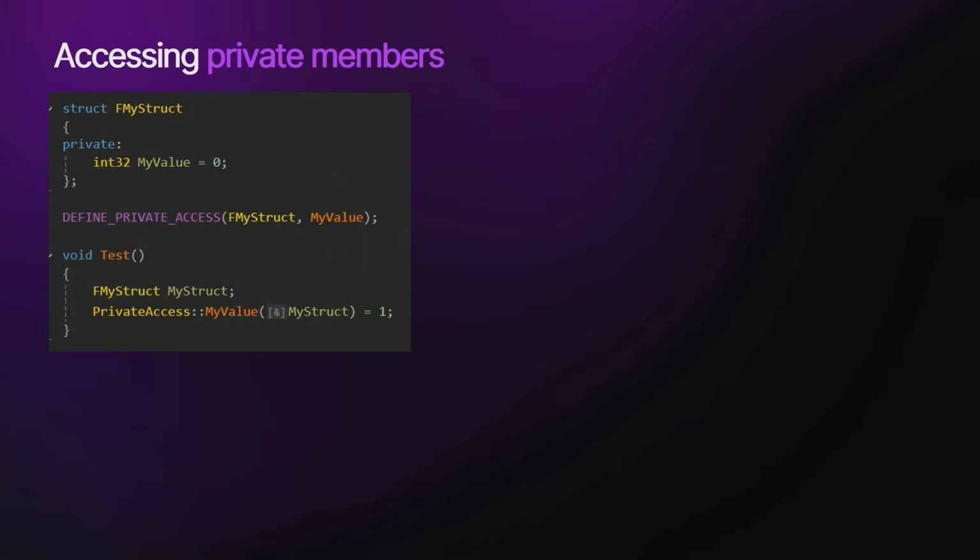Critically, define private access can be anywhere. So even if my struct is in the engine, you can just do define private access in your own code, and it's going to work just fine.